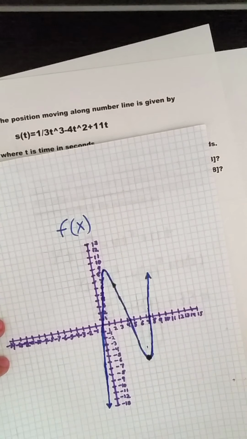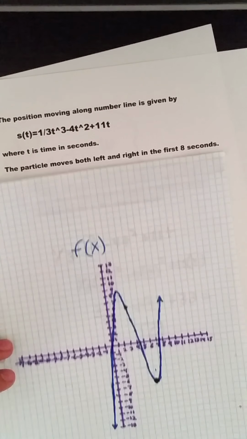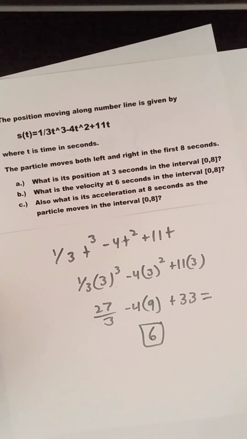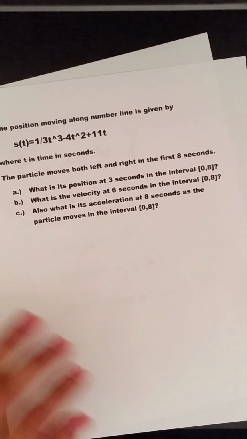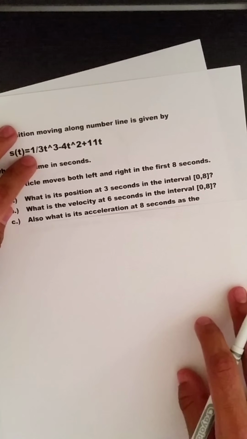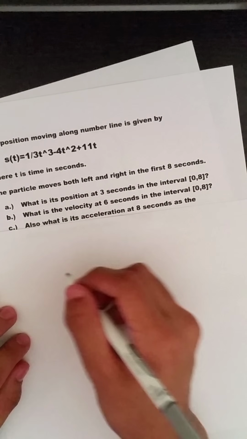So that's what the original function will give you. It just gives you the position, but nothing more. It won't give you the velocity or the acceleration. Okay, the next problem I asked for is what is the velocity at 6 seconds, from the interval 0 to 8.